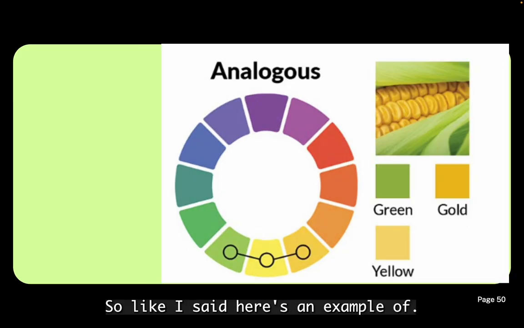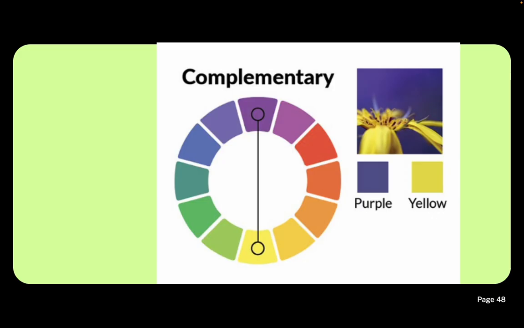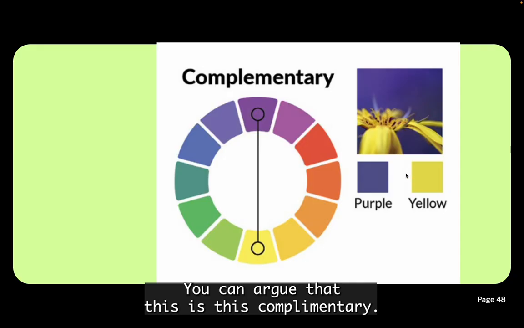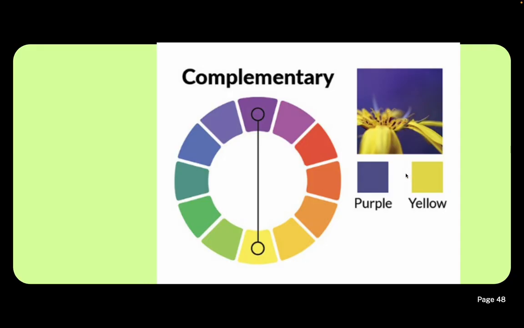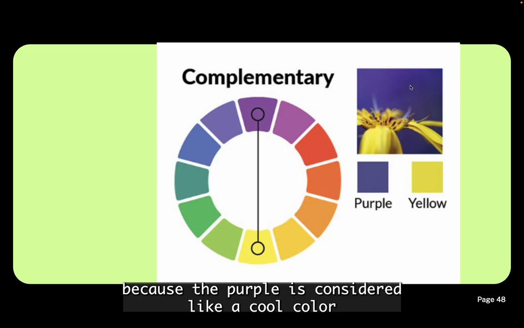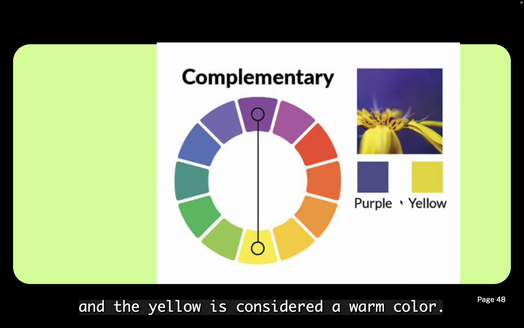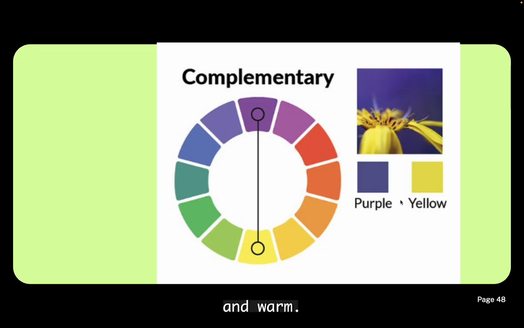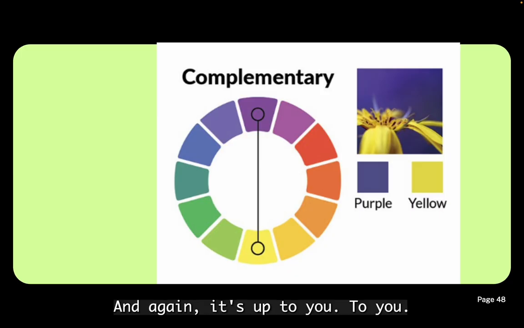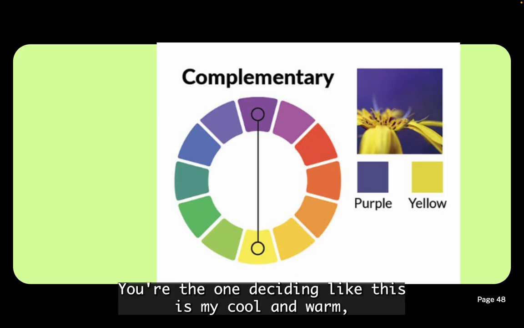Here's a good example. You can argue that this is complementary. This would be an example of a cool and warm color, because the purple is considered a cool color and the yellow is considered a warm color. So this would be your cool and warm. Does that make sense? And again, it's up to you to decide, this is my cool and warm.